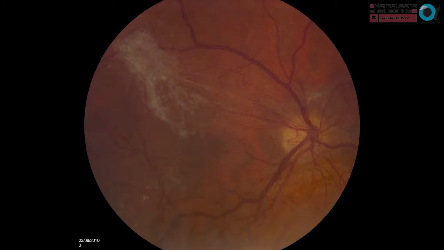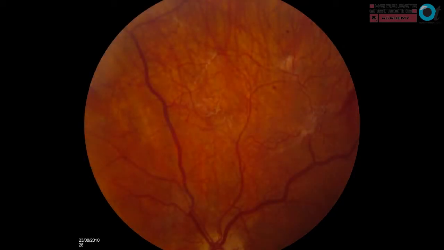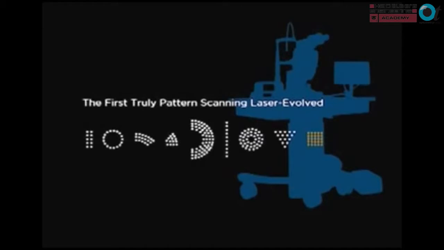And this lady has proliferative diabetic retinopathy with new vessels at the disc, with a fibrovascular network or membrane overlying the supratemporal arcade that's causing traction at the fovea, with numerous areas of retinal neovascularization within the peripheral retina. And I treated her with laser.